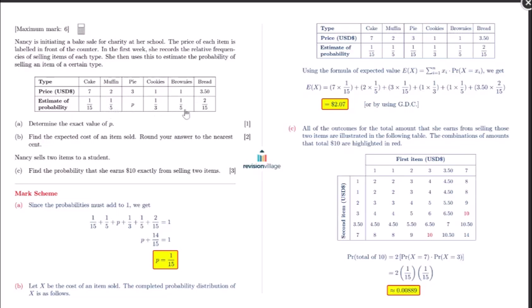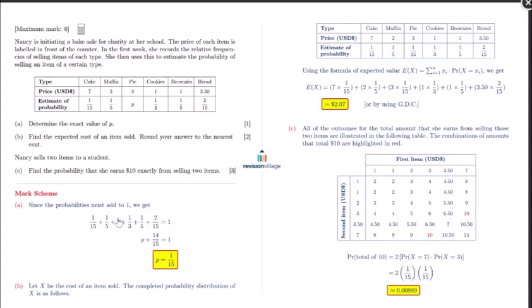Now let's assume that each customer definitely does buy something, so there's no probability of, say, the customer saying, no, it's okay, thanks Nancy, I'm not going to buy anything. So if a customer has to buy something, they're going to buy one of these 6 items. So the probability needs to add up to 1. I have the other 5 probabilities, so I can therefore find P by adding these up and making that equal to 1 and then solving for P.